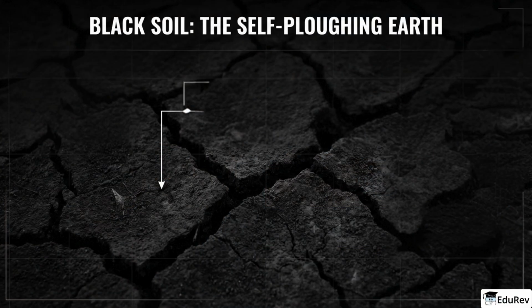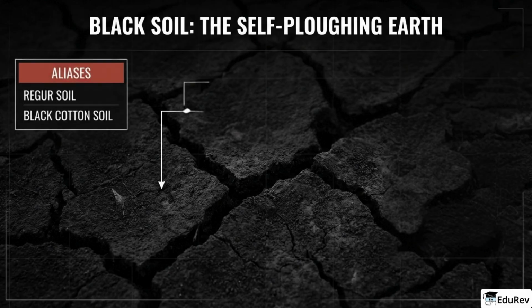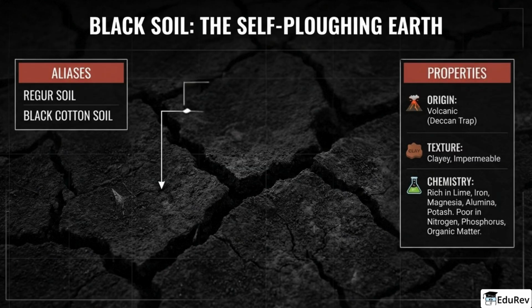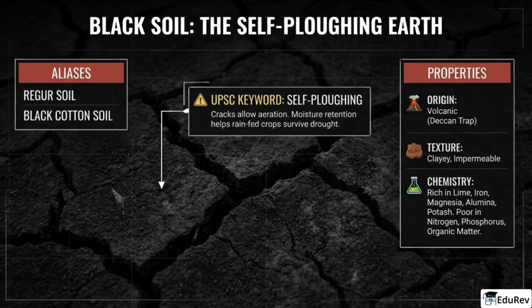Now come to black soil, the self-plowing earth. It is also called Reger soil or black cotton soil. Its origin is volcanic, specifically the Deccan Trap region. Its texture is clayey and impermeable. Now the high-yield keyword here is self-plowing.